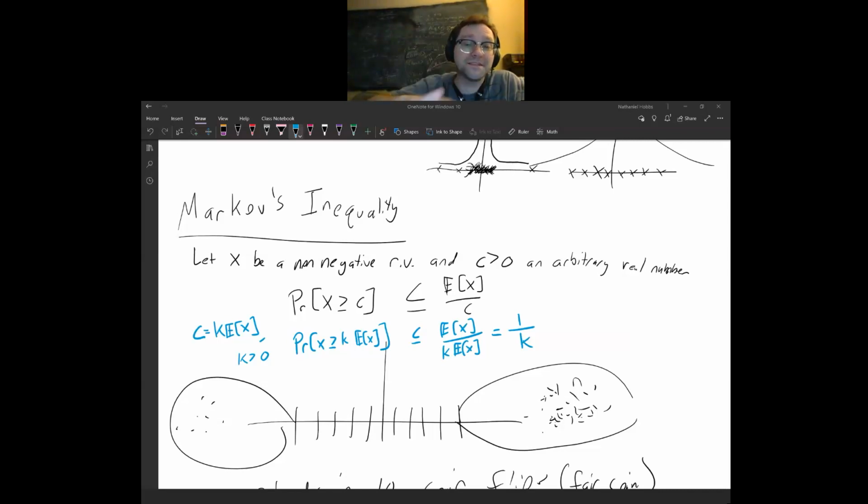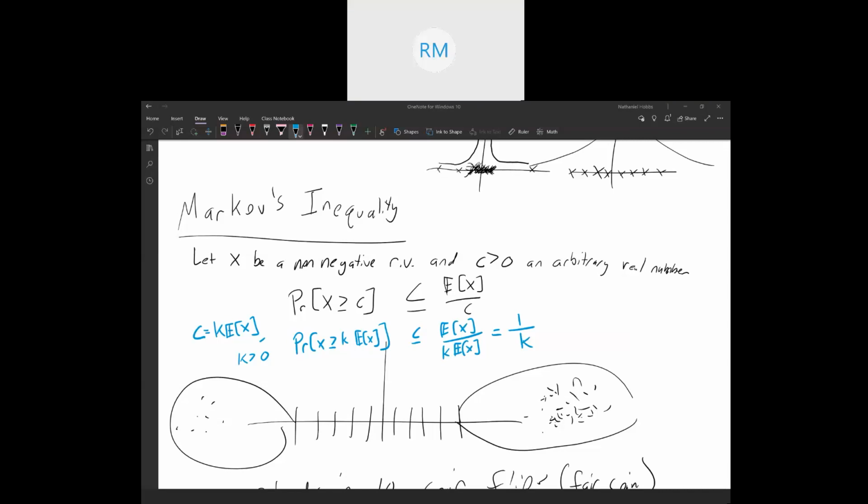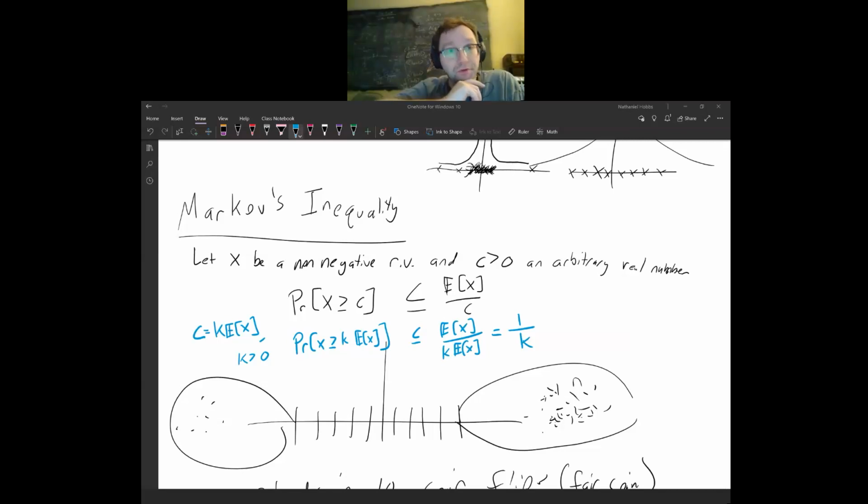Let's say, in this case, we're making k in the blue, in the equation, equal to 2. What Markov is saying is that the probability that on a fair die roll, you're 2 times away from the expectation is less than or equal to a half. Do you see that? Yeah. All right. Do you agree with that? Yeah. It makes sense.